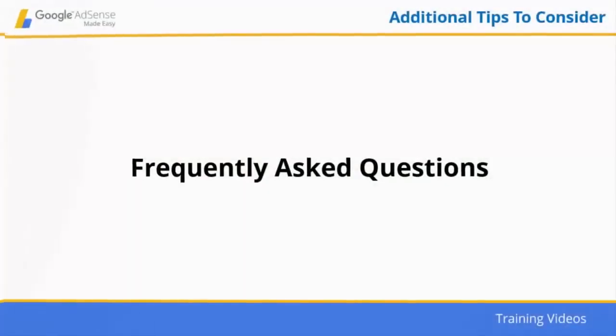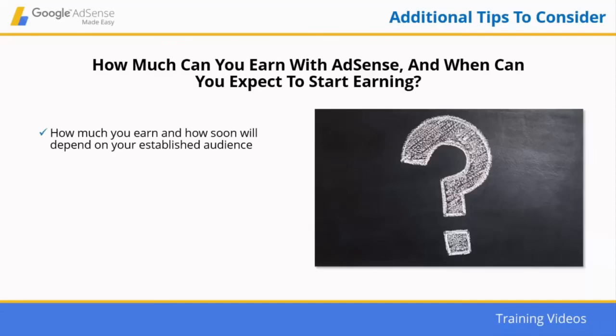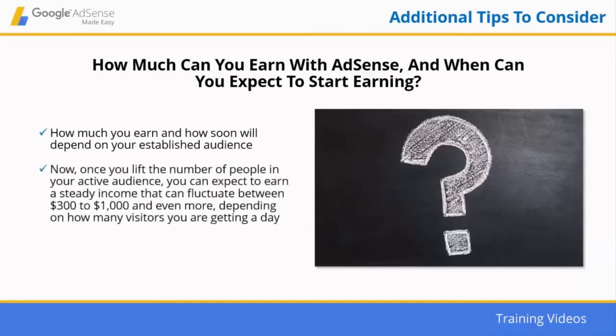Frequently asked questions. How much can you earn with Adsense, and when can you expect to start earning? How much you earn and how soon will depend on your established audience. If your site is just getting started and you are just joining the program, then you shouldn't expect to make much for at least a month. Now, once you lift the number of people in your active audience, you can expect to earn a steady income that can fluctuate between $300 to $1,000 and even more, depending on how many visitors you are getting a day. Ideally, you should aim for 10,000 visits a day on average to earn substantial income from Adsense.